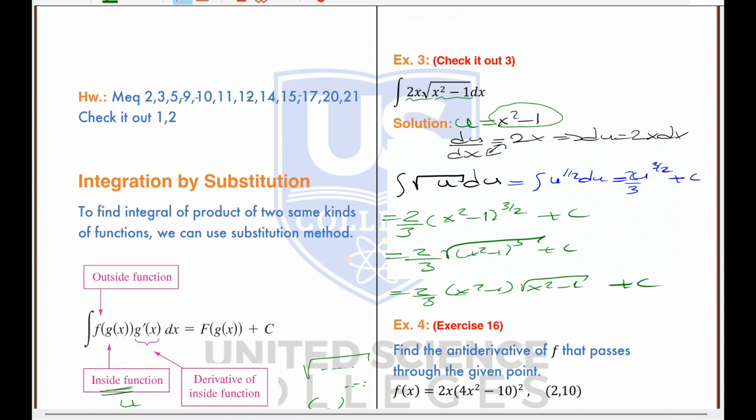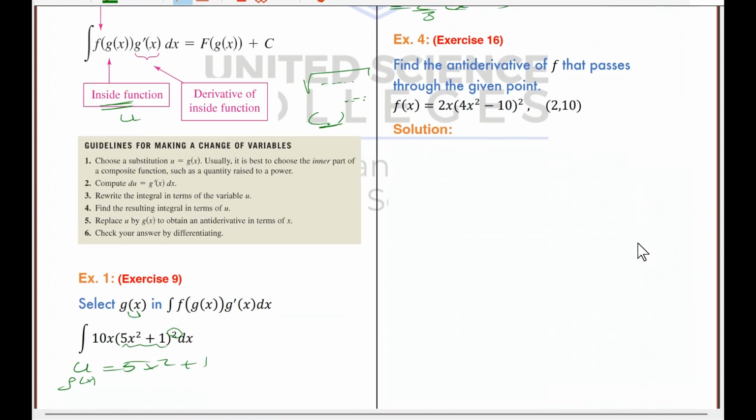Okay, let me summarize what I did. I picked the inside function first, let the inside function be u, and took its derivative. And since in the integral we have dx right beside the function, we did cross multiply. So du and u both exist inside the same integral. So we wrote everything in terms of u, took the integral of u, and did back substitution. Okay, let's continue with another exercise question.